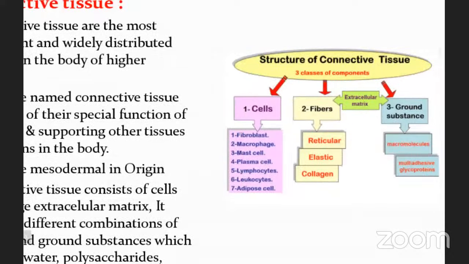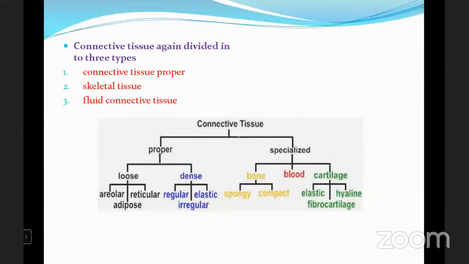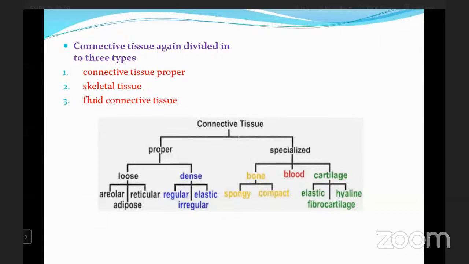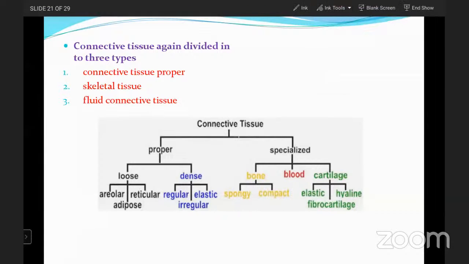Connective tissue is again divided into three types: connective tissue proper, skeletal tissue, and fluid connective tissue. Okay. So here the connective tissue is divided into three types: connective tissue proper, skeletal tissue, and fluid connective tissue. First, let us go for the connective tissue proper.